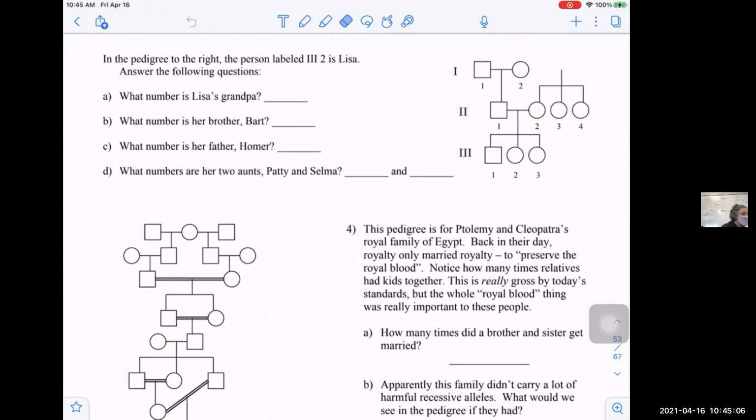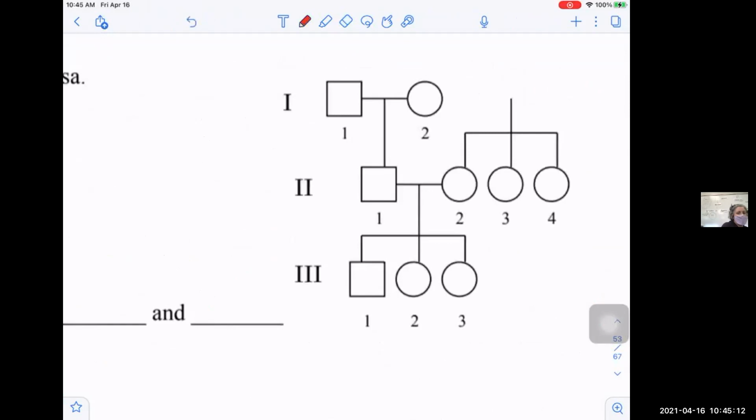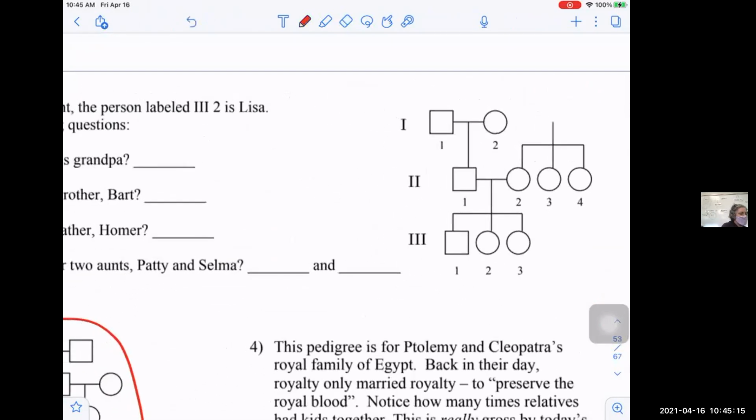So don't look at this yet, okay? Don't look at this yet. Just keep your eyes up here. Let's focus on this pedigree. I know you're excited. My class is getting really excited.